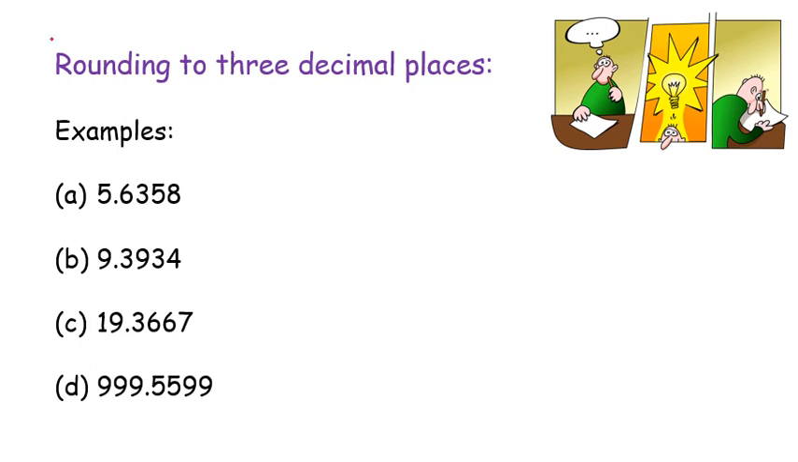So we have here 5.6358. So let's look at the first 3 after the decimal point. And then the fourth digit is an 8. We know that we have to round this 5 up because 8 is greater than 5. So this would give you 5.636 to 3 decimal places.